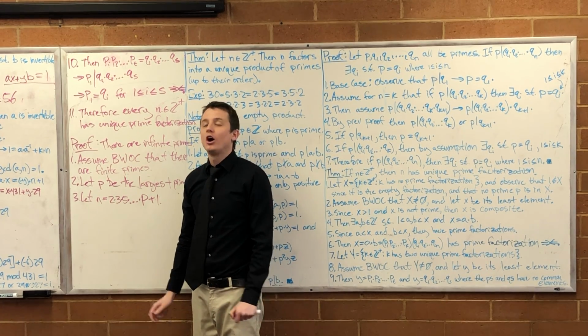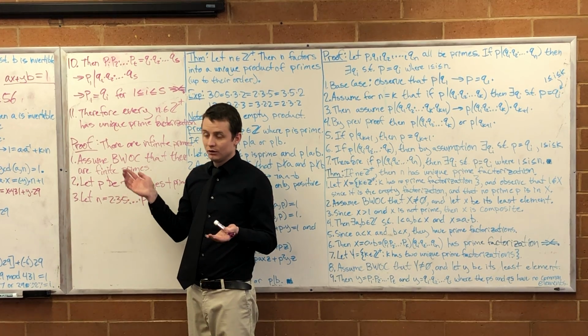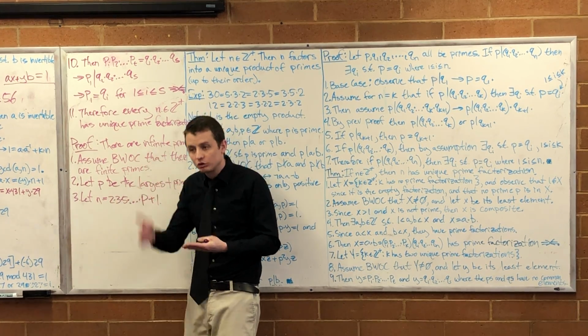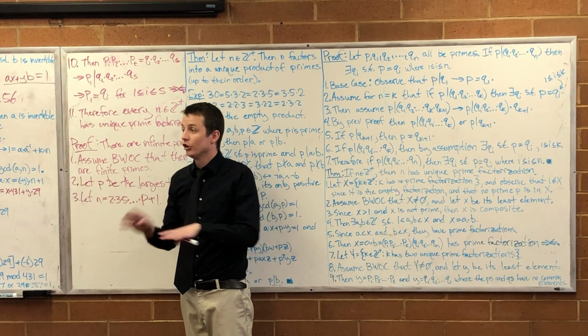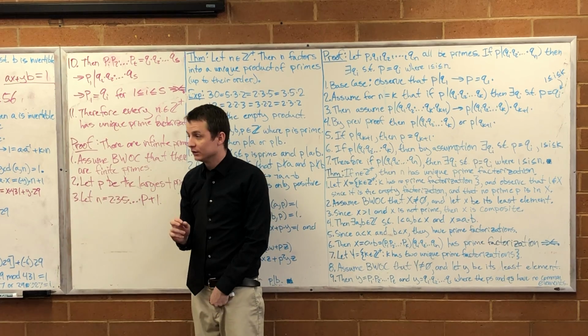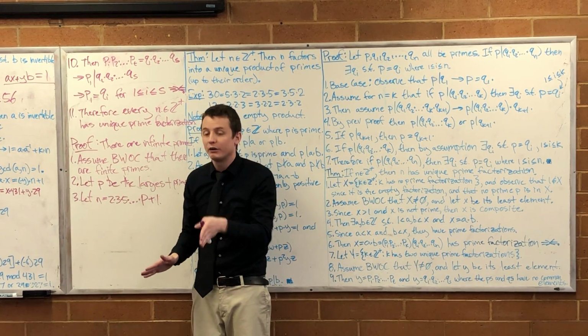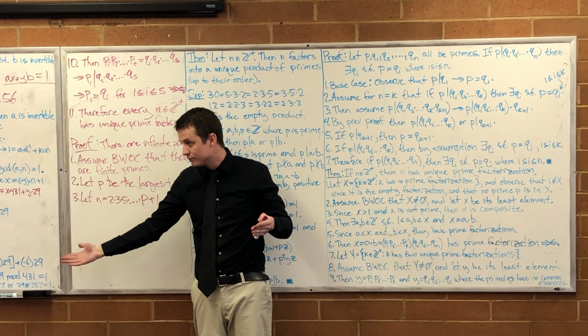What are the factors of 12? 1, 2, 3, 4, 6, and 12. Those are all the factors of 12, right? Because they go into it evenly. 7 is not a factor of 12 because it doesn't go into it evenly. 12 divided by 7 gives you some remainder.